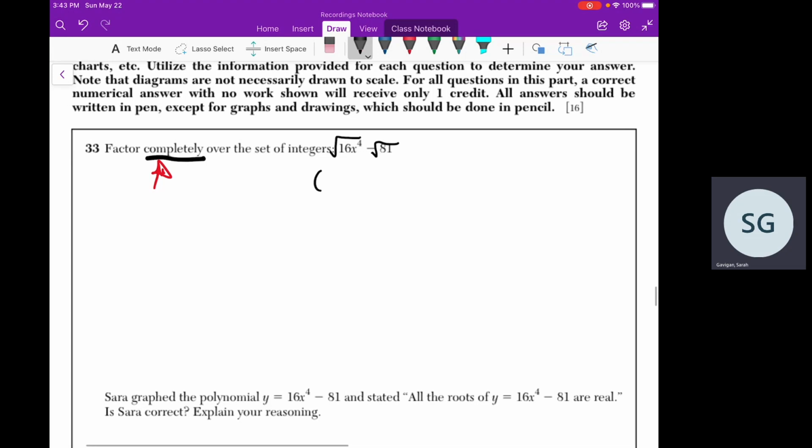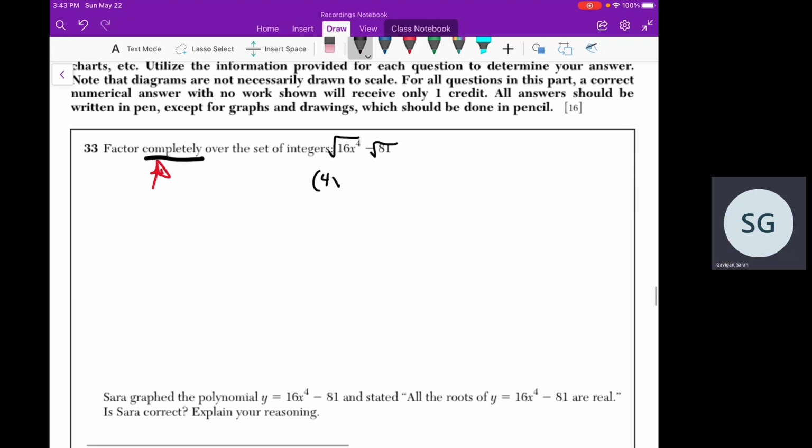So my difference of two perfect squares, I'm going to square root that chunk. One's a plus, one's a minus, where x squared minus square root of 81 is 9. Now this is a difference of two perfect squares. That first one is not, because it's not a difference, it's a plus.